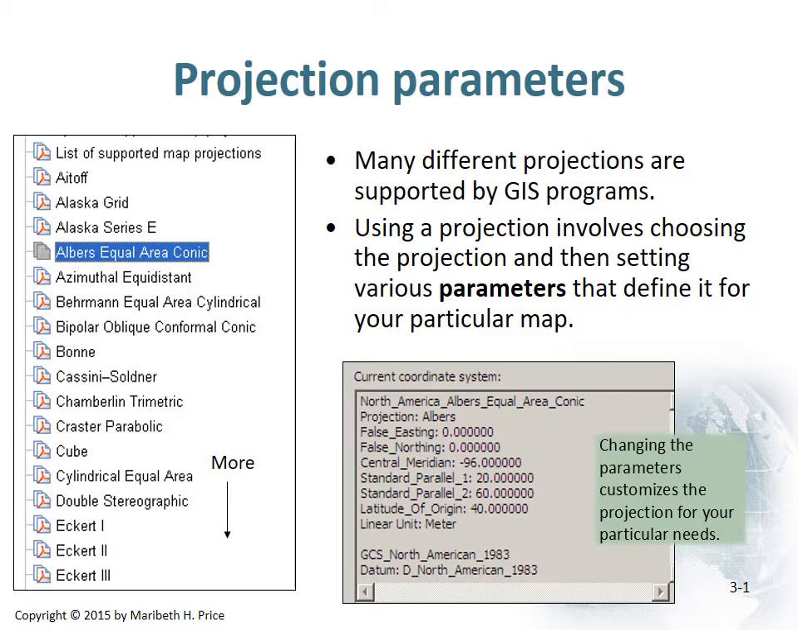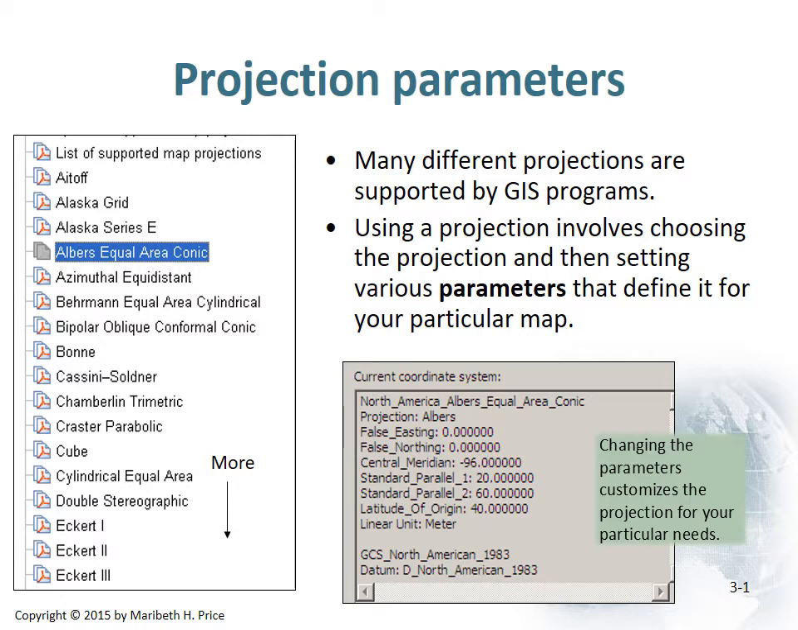In this case, a false easting, a false northing, so 0 degrees in both cases. A central meridian of negative 96, which means 96 degrees to the west of the prime meridian. Standard parallels of 20 degrees and 60 degrees, both positive. Latitude of origin of 40 degrees, positive. So those are all northern hemisphere lines of latitude, the parallels. The central meridian being negative away from the prime meridian.